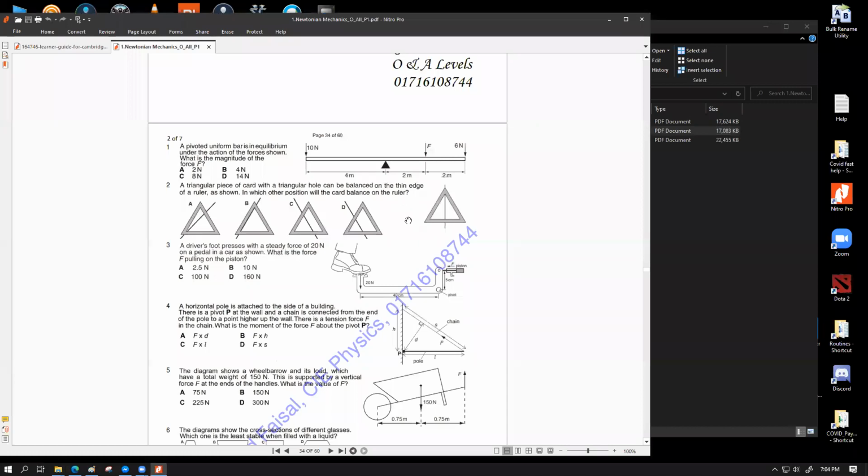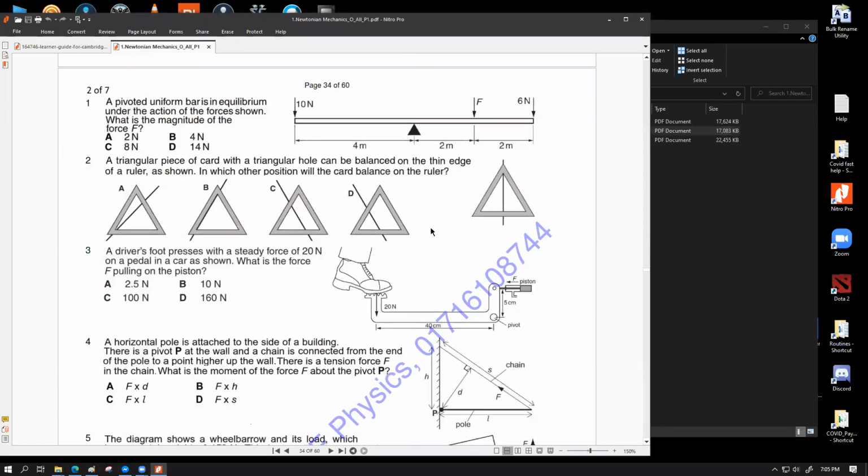For example, this is one of the MCQ papers for the moment chapter. I'm just showing you one simple example. Let's have a look at question number 3. A driver's foot presses with a steady force of 20 Newton on a pedal in a car as shown. What is the force F pulling on the piston?